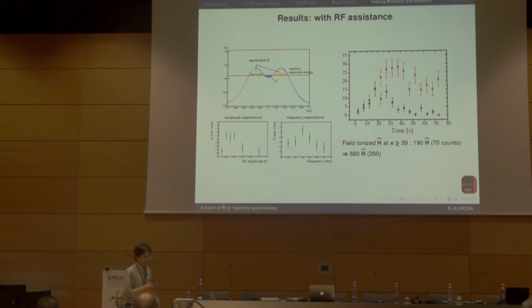So by applying RF continuously, we obtain this dependency. This is the amplitude dependence of RF, and this is the frequency dependence. From this, we find the best excitation RF. That means antiprotons confined here are excited in their motion by applying RF, so they are again injected into this positron plasma. This black signal was obtained without any RF assistance, but when we applied tuned RF, we succeeded in prolonging this reaction time. So we now obtain this number of antihydrogen for one machine cycle.